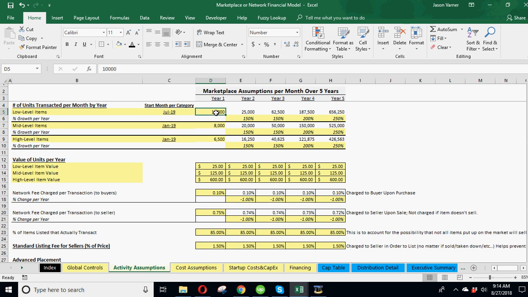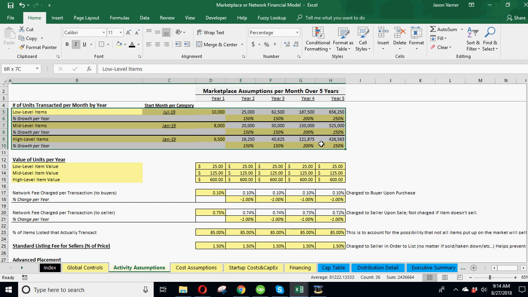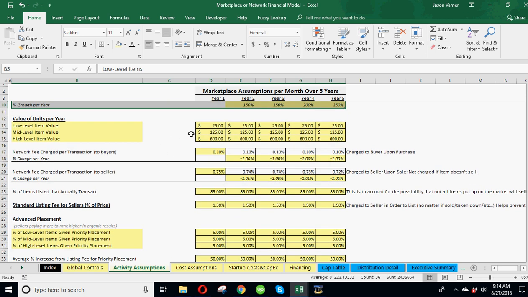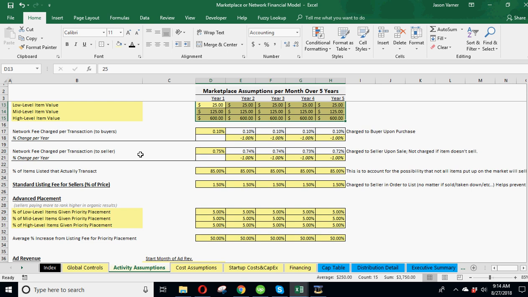So you could change the actual amount per month you plan on transacting for each level, and the month it starts. Then you could do a growth. I just did an annual growth rate here, and you could put in whatever makes sense for you. Could be zero, could be negative, positive, whatever. So there's that. We've got our value per unit. That might not change as much.